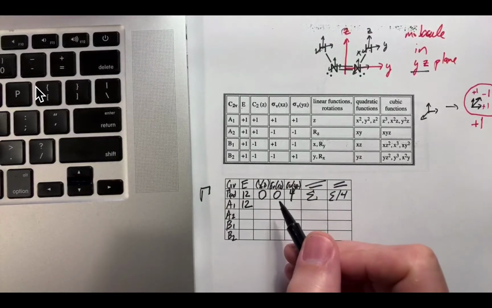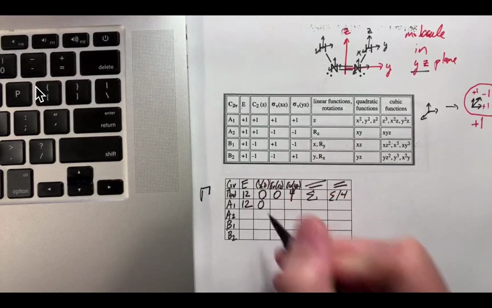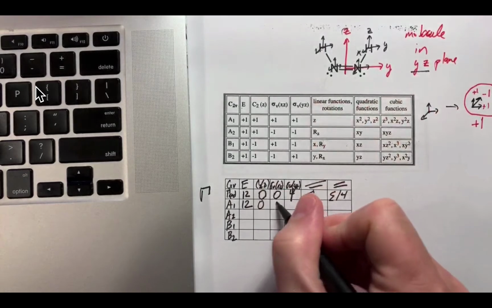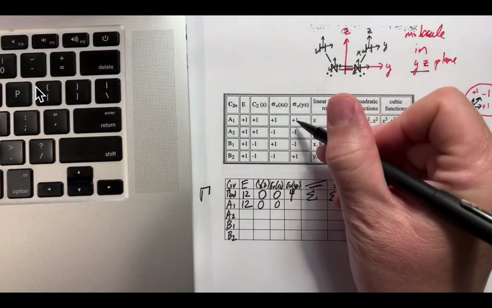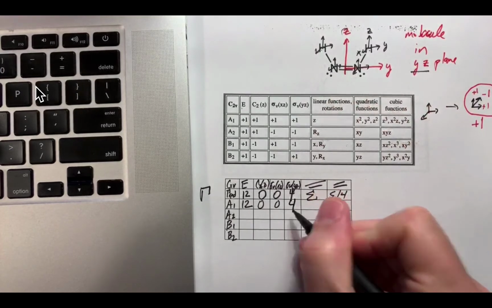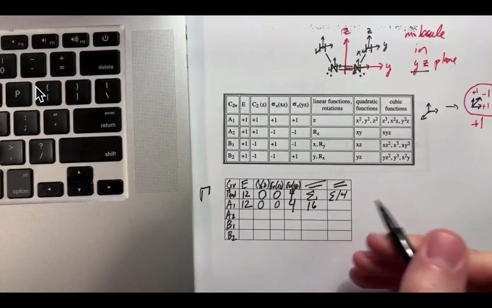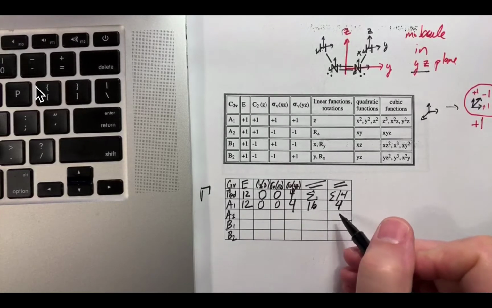The middle ones are going to be boring, so 0 times 1 times 1, because of the 0 it's just 0. 0 times 1 times 1, again 0. And this one, 4 times 1 times 1, gives me 4. Now I'm going to sum. 12 plus 4 is 16. 16 divided by 4 gives me a 4 there.